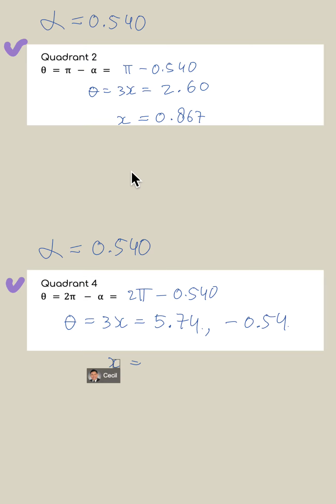Then the x value here, very simple, you divide by 3. 5.74 divided by 3, you get 1.91 radian. How about negative 0.54 divided by 3? You get negative 0.18 radian. What does it mean? We have three values of x here. In quadrant 2 it is 0.867. In quadrant 4 it is 1.91 and negative 0.18. We have three answers. You must present all these three answers as x, and you should get full marks for this.